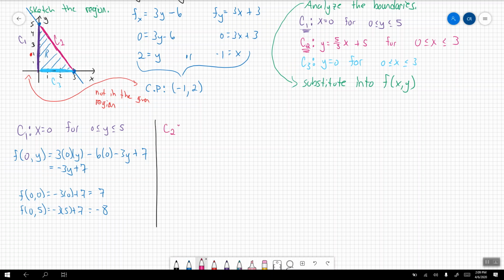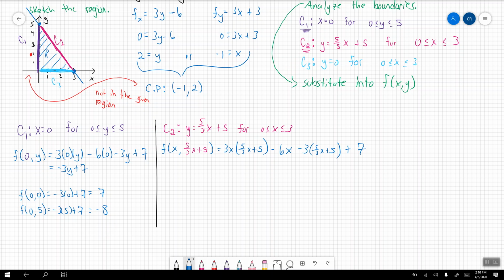Second function, C2. So curve number 2, we're going to have y is equal to 5/3 x plus 5, and this is going to be for the x values that are bounded between 0 and 3. So let's go to the function. We're going to have this function f of x. I'm not making any substitutions for x's right now, but my y values are changing in this function. So when I substitute it into my function, I get 3x times y, but my y value is now this linear function, minus 6 times x, minus 3 times y, plus 7.